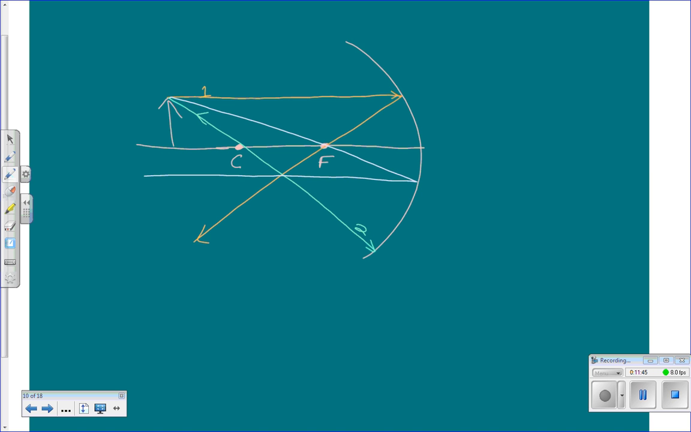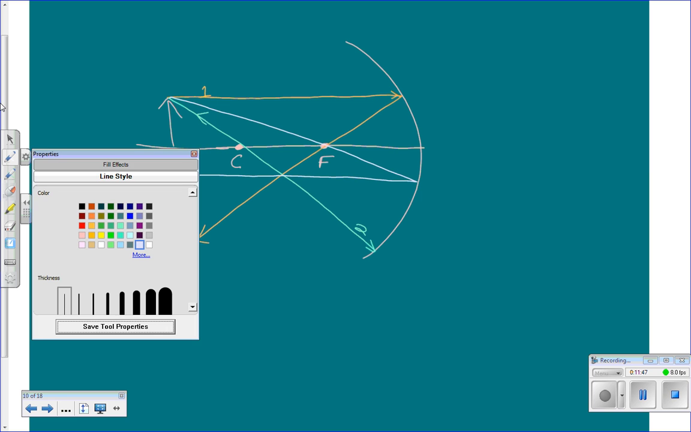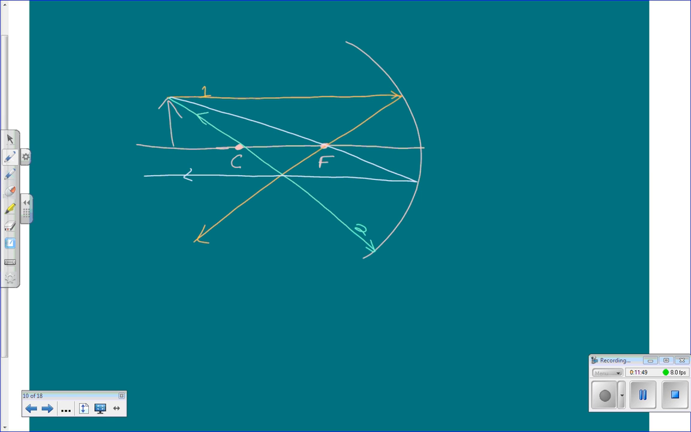2. And this one is 3. And right here where the 3 rays cross is where our image shows up.